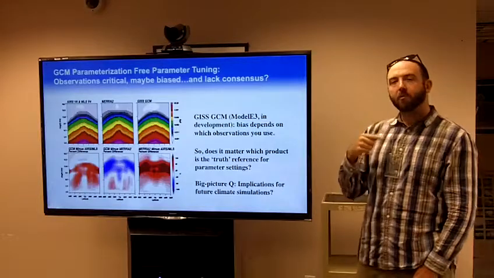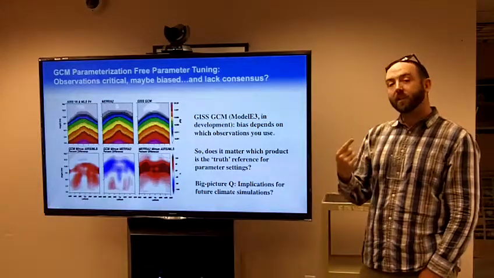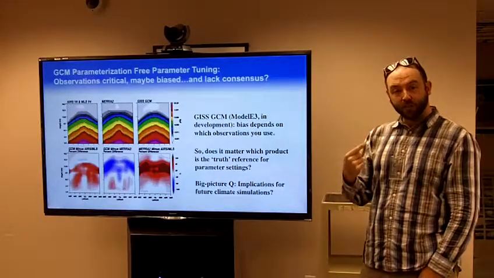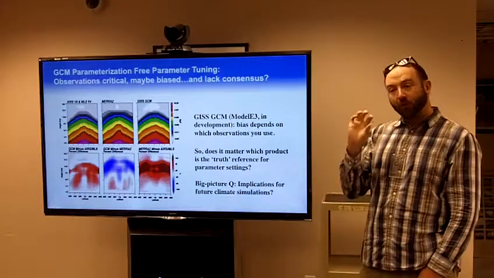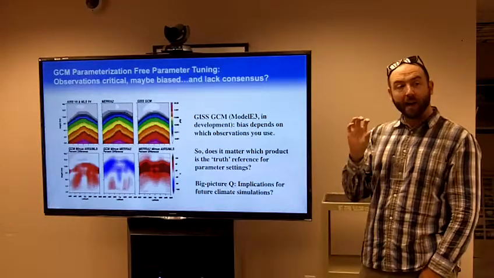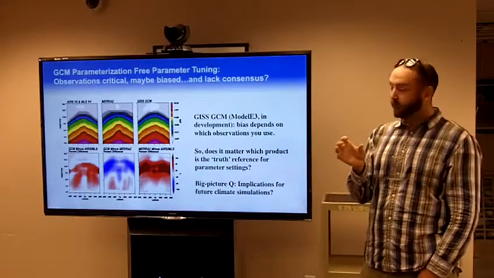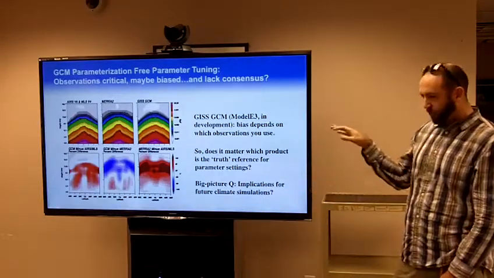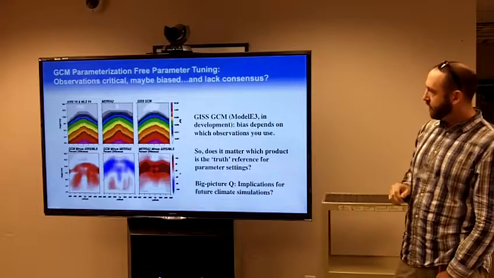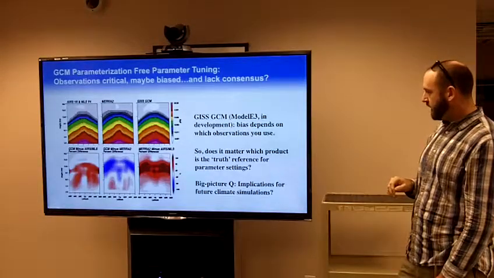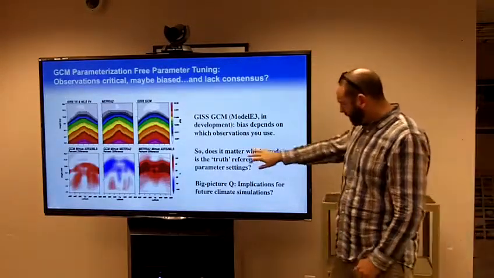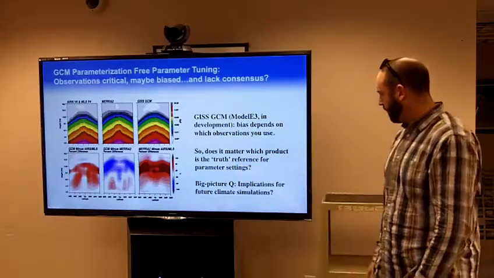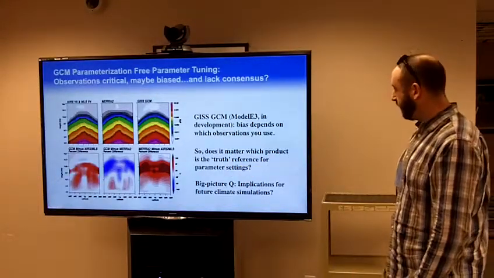And I'm just penalizing the model less in certain regions or regimes if the two observational products have a large bias between them. Okay? So that is the reason I'm showing all the observational differences, and what I'm thinking about for tuning a GCM, so that I can avoid having to define what truth is.